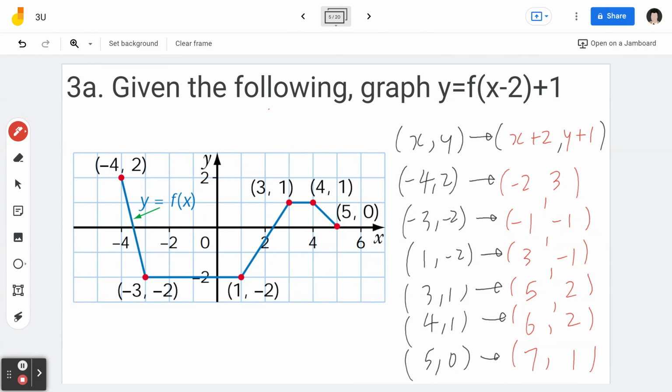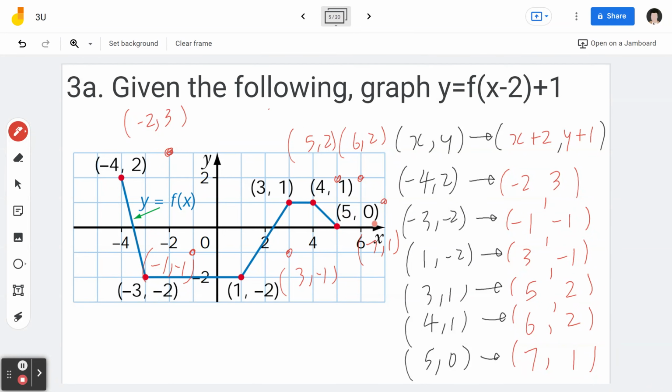I go to the graph and I label these points. So I go (-2, 3). I'm even going to label this. Really spend that time to do your best and forget the rest. (-1, -1) is here. (3, -1) is going to be here. (5, 2) is going to be here. (6, 2) is going to be here. And of course, (7, 1) is going to be right there.